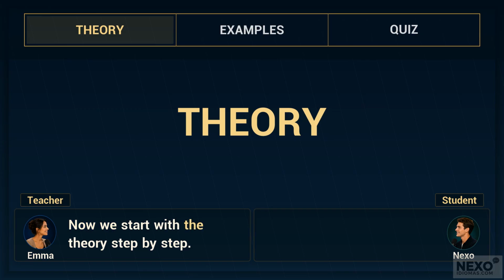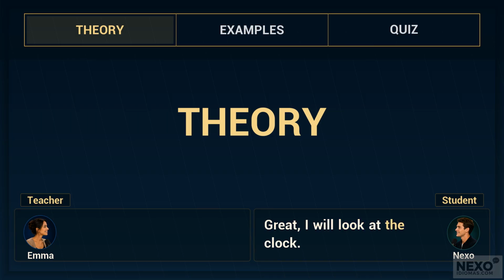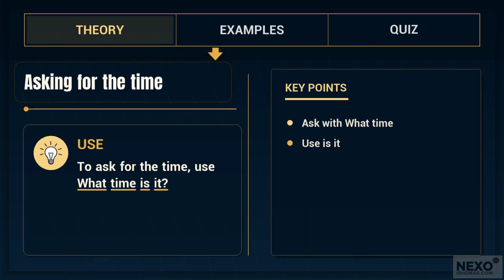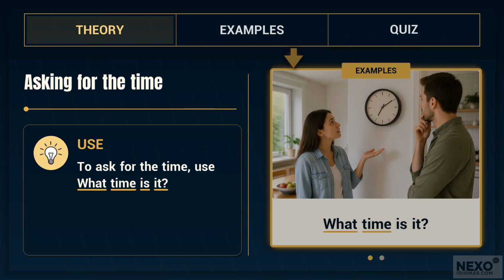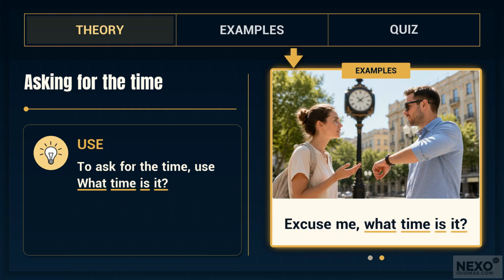Now we start with the theory, step by step. Great. I will look at the clock. Asking for the time. To ask for the time, use what time is it? Example. What time is it? Example. Excuse me, what time is it?